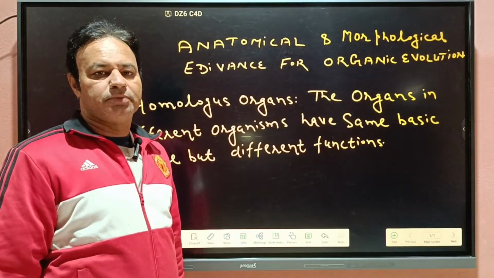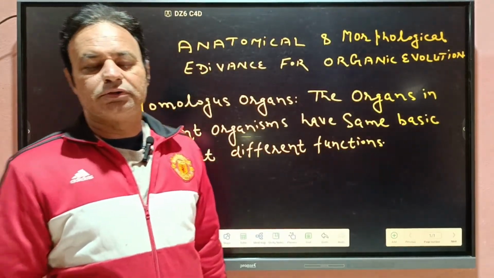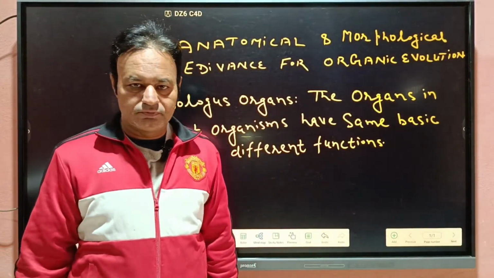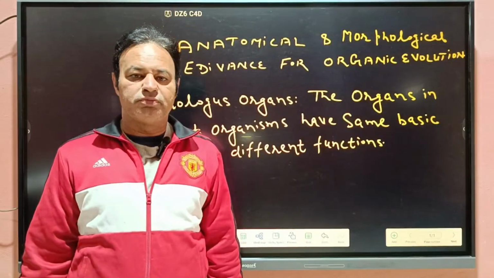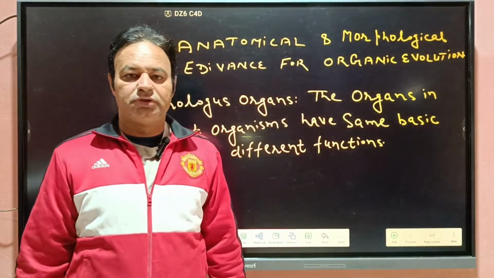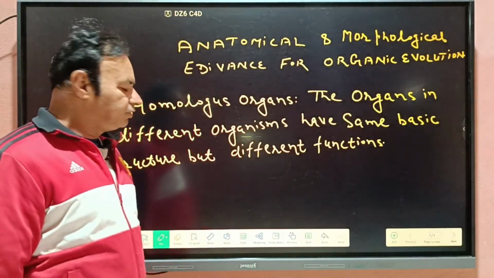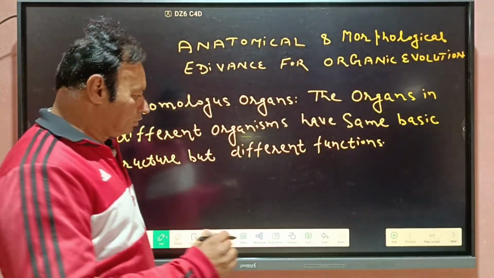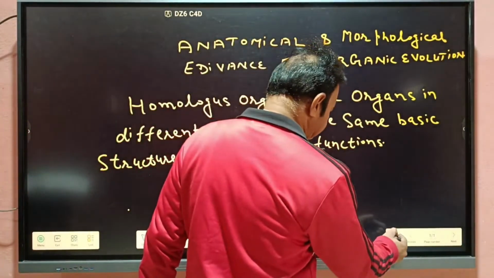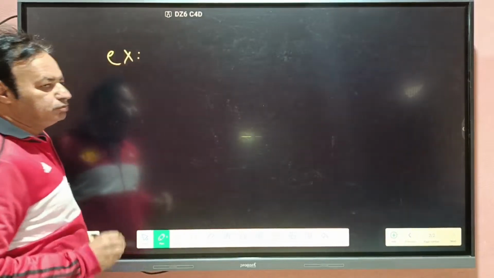Homo means same origin. The structure of the body plan of these organisms is similar, but due to specific needs, they perform different functions. So what are the examples of homologous organs?